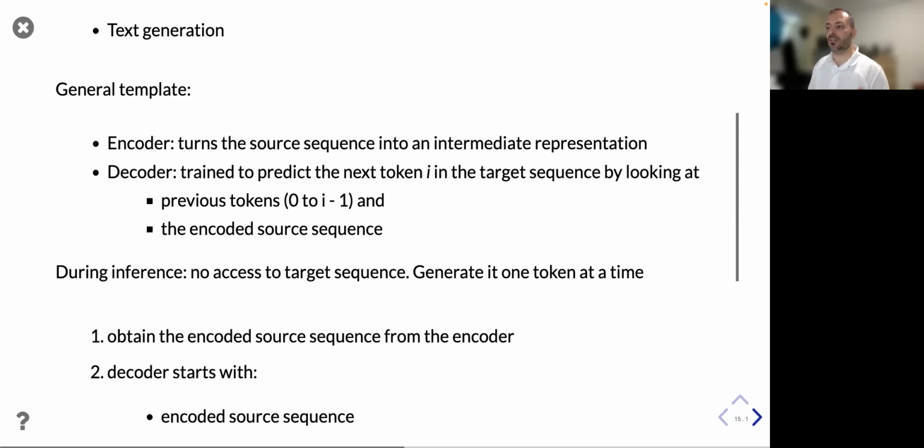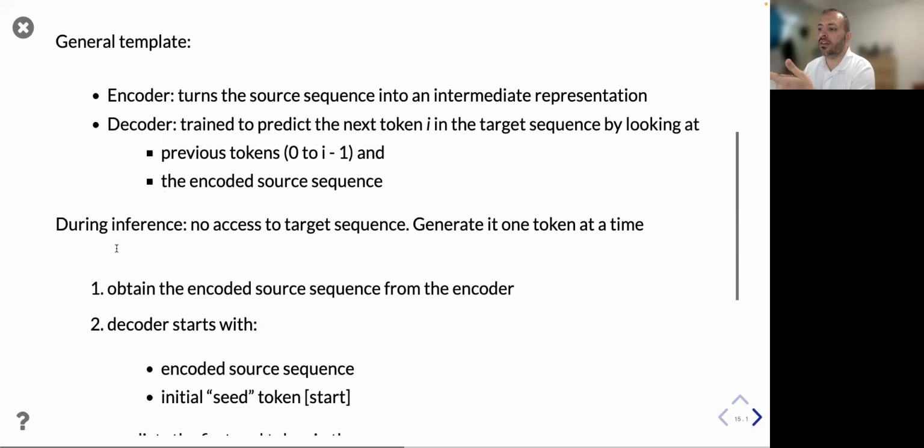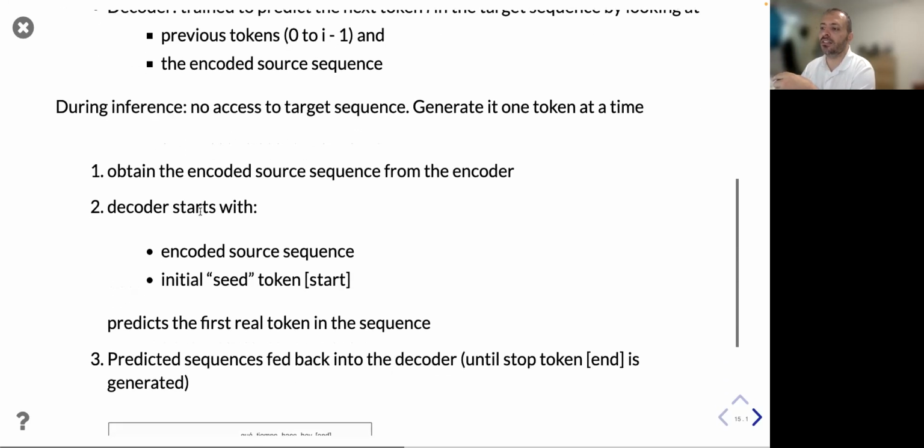And then we have the decoder. So what does the decoder do? The decoder is trained to predict the next token i in a target sequence by looking at two things. One is the encoded sequence of the source, and one is the previous tokens from 0 to i-1 of the target. And of course here it's of the actual target. During inference, when we don't have access to the target, it does the same thing, but it has access only to what the model predicted.